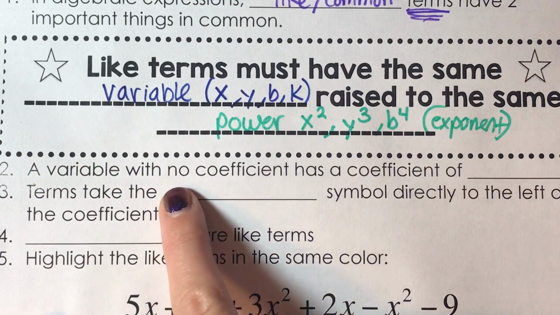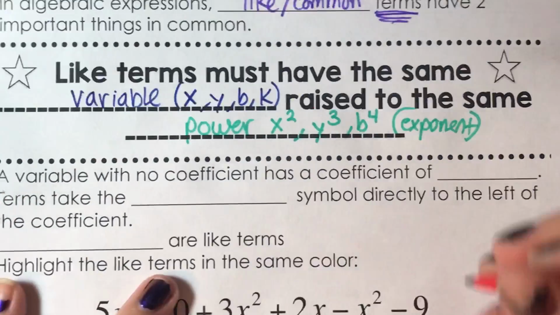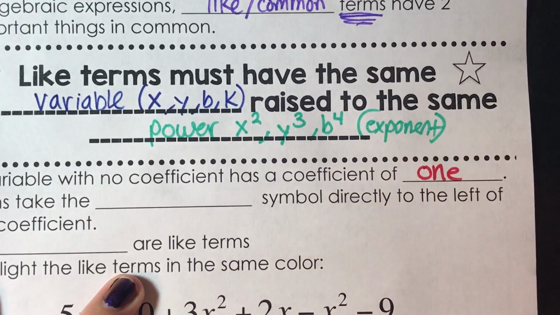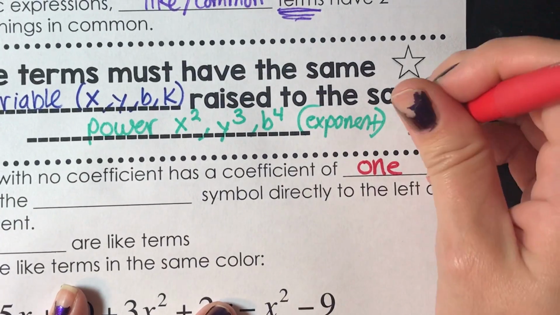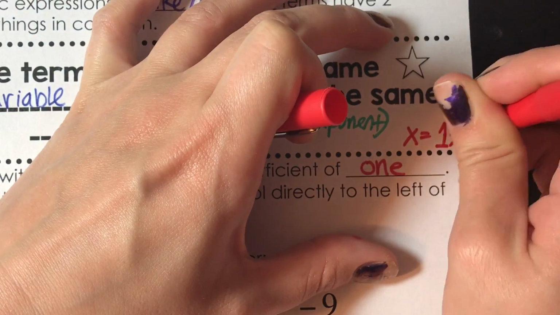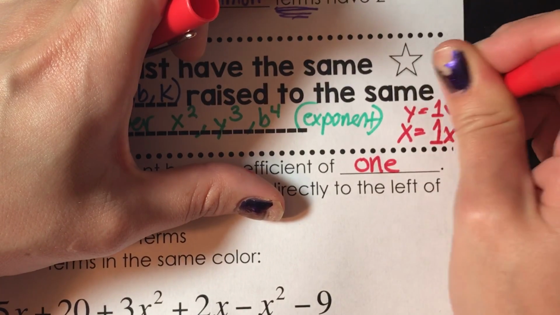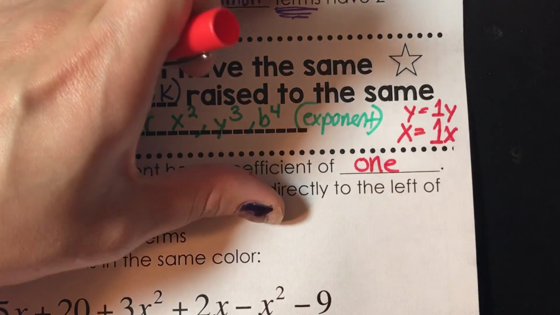A variable with no coefficient, the number smack next to the variable, has a coefficient of 1. So remember, if I have x, it's the same as if I have 1x. Or if I have y, it's the same as if I just have 1y. These are exactly the same.